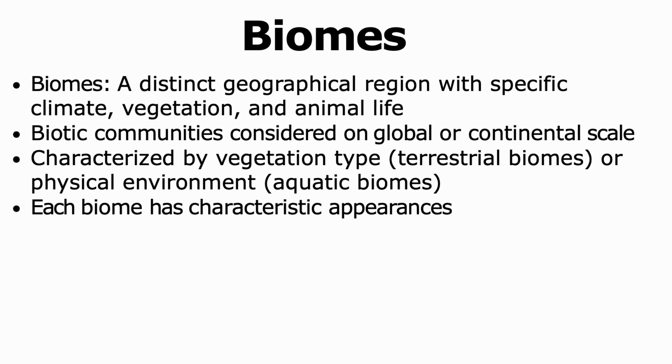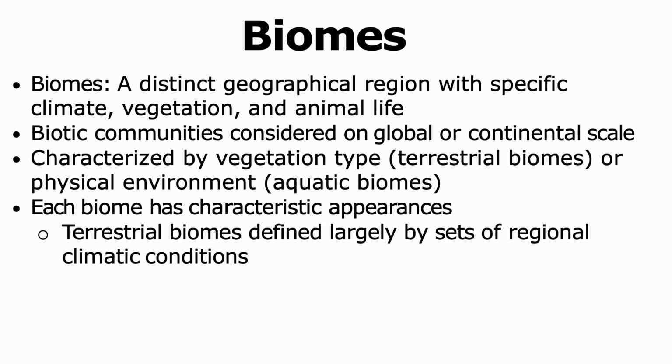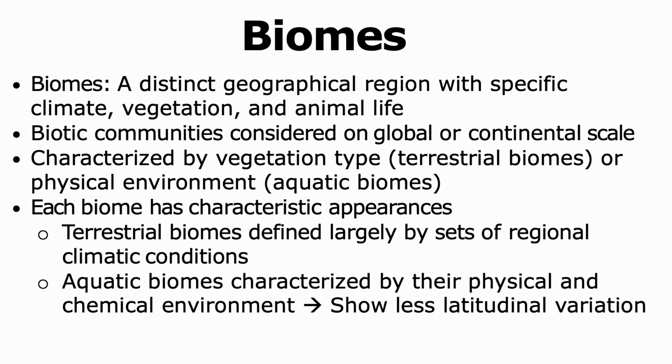There are two main types of biomes. Terrestrial biomes are defined largely by sets of regional climatic conditions, while aquatic biomes are normally characterized by their physical and chemical environment. Aquatic biomes tend to show less latitudinal variation, while terrestrial biomes do show a lot of variation based on their latitudes.